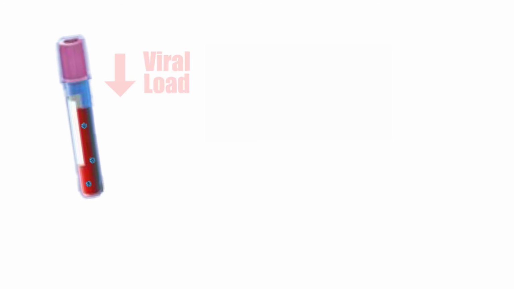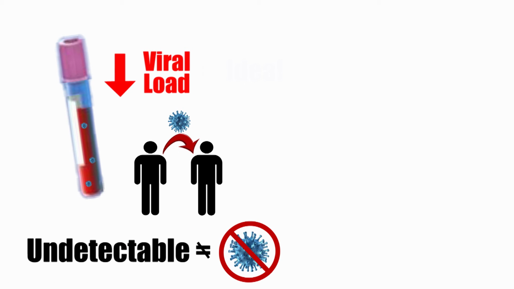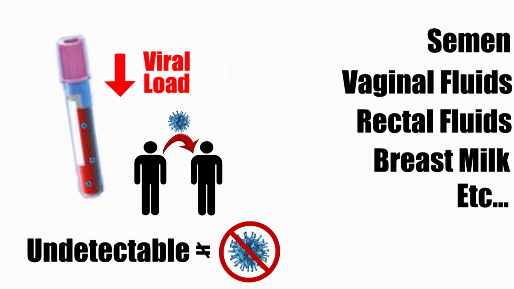Studies have shown that having a low viral load decreases the risk that you'll pass HIV to another person through sexual contact. But having a low viral load doesn't guarantee that you won't transmit HIV to someone else. Even when your viral load in your blood is undetectable, HIV can still be present in your semen, vaginal fluids, rectal fluids, breast milk, and other parts of your body.